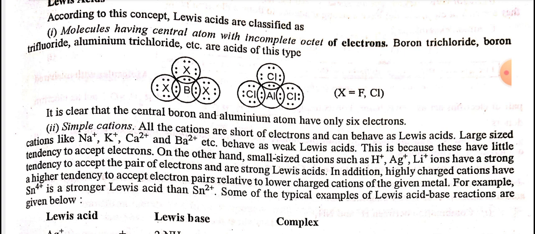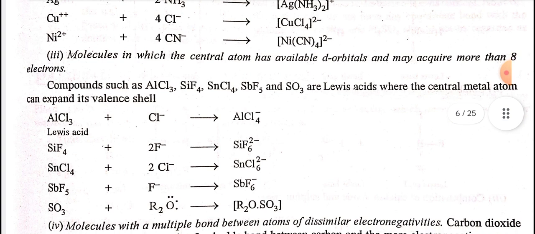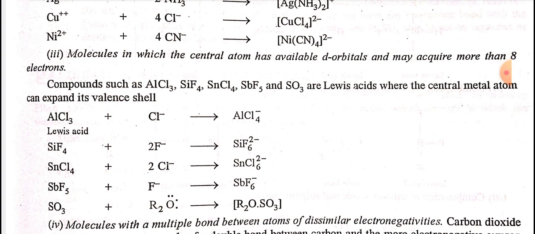Molecules in which the central atom has available d orbitals and may acquire more than 8 electrons. Compounds such as AlCl3, SiF4, SnCl4, SbF5, and SO3 are Lewis acids, where the central atom can expand its valence shell, like AlCl3 plus chloride ion giving AlCl4 negative, and tin tetrachloride, SnCl4, plus Cl negative giving SnCl6 2 negative.